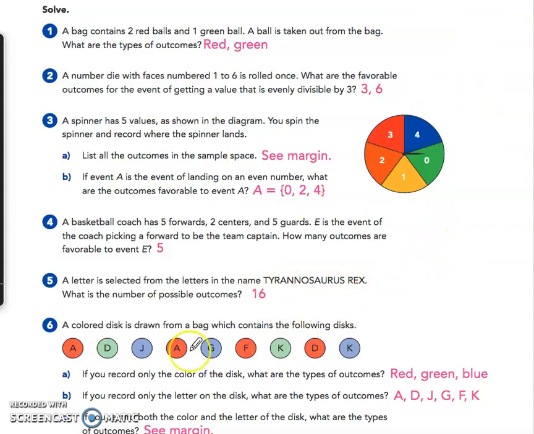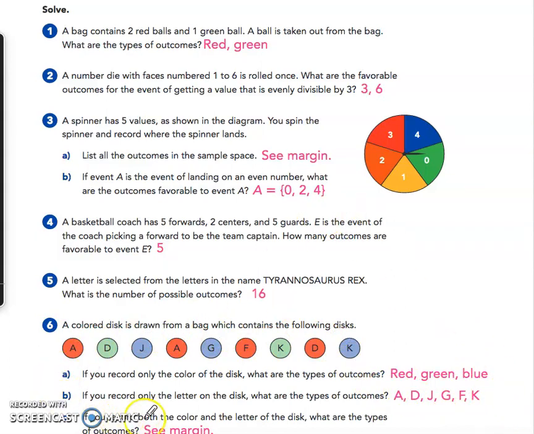Okay, last one here. Number 6, a colored disc is drawn from a bag which contains the following discs. If you record all of the colors of the discs, what are the types of outcomes? Well, you can have red, green, or blue. If you record only the letter on the disc, what are the types of outcomes? On all these discs, I have these letters, A, D, J, G, F, K.